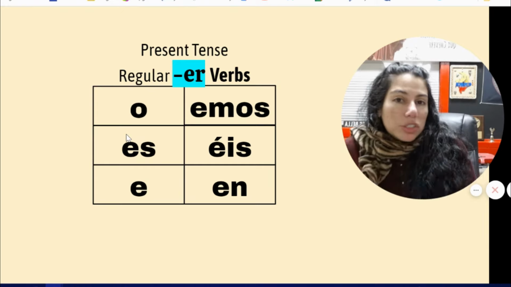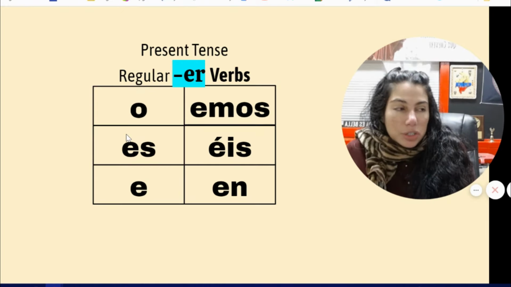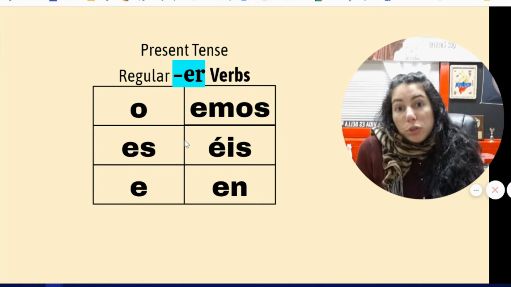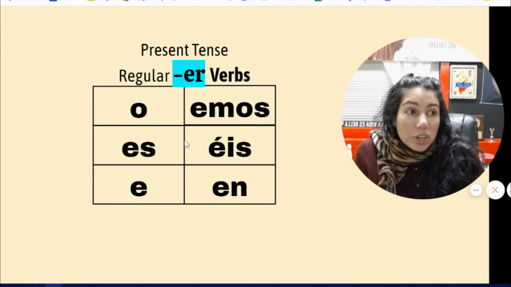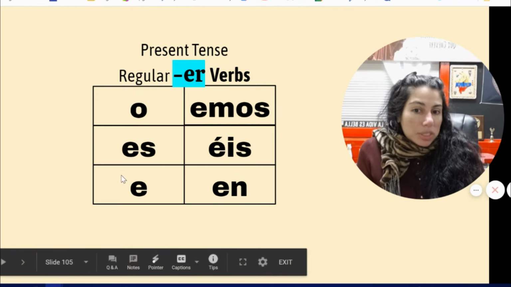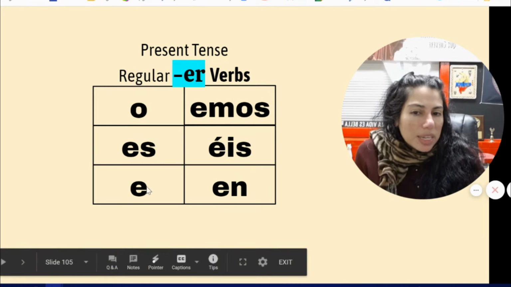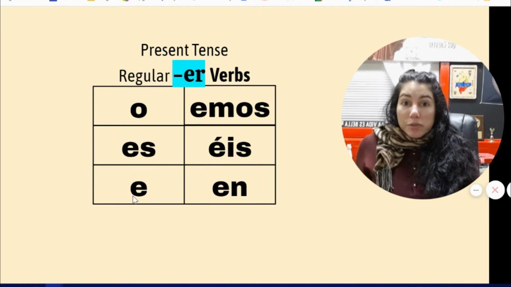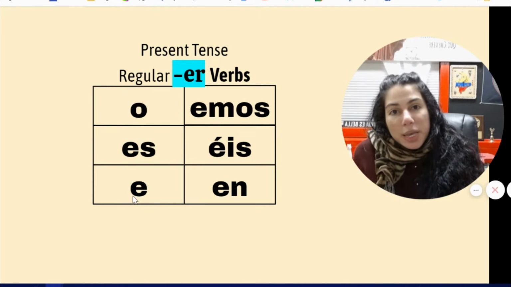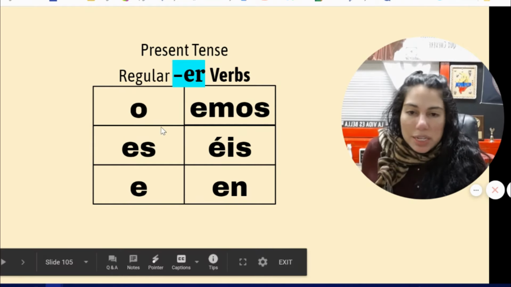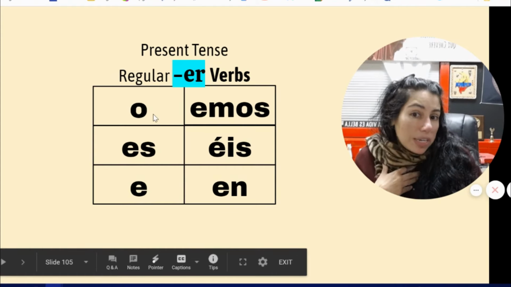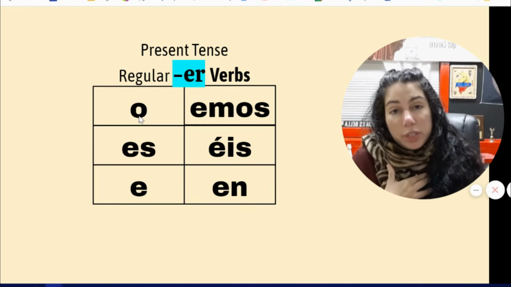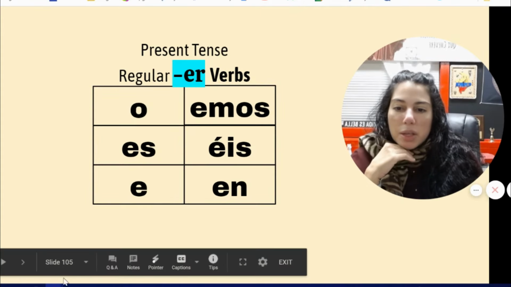What that means is that if you want to use the verb in conversation and say something you do, you have to use one of these endings depending on who you're talking about. If you're talking about your sister or your brother, that would be an E because that would be él, ella, and you take out the ER and put an E. So if you want to say my sister eats at Chick-fil-A, you would say mi hermana come en Chick-fil-A. And if you want to say I eat at Chick-fil-A, you would say yo como. You take out the ER at the end and put an O because now you're using it with yo. So yo como en Chick-fil-A.